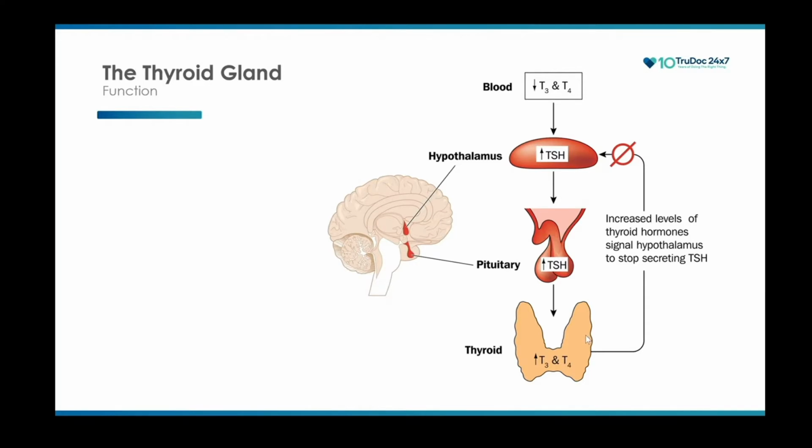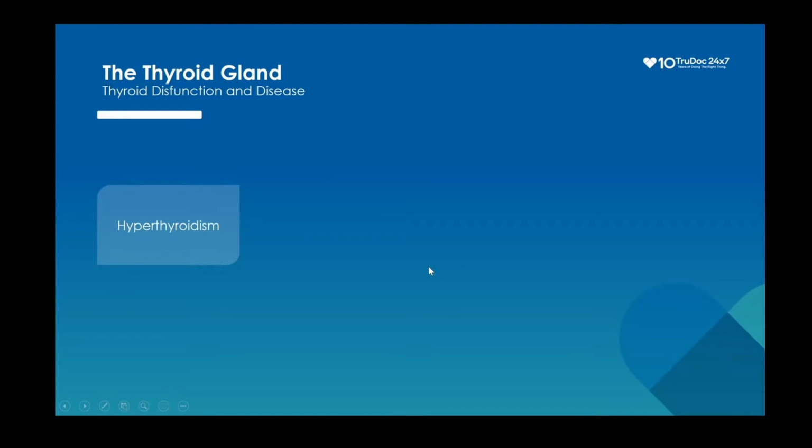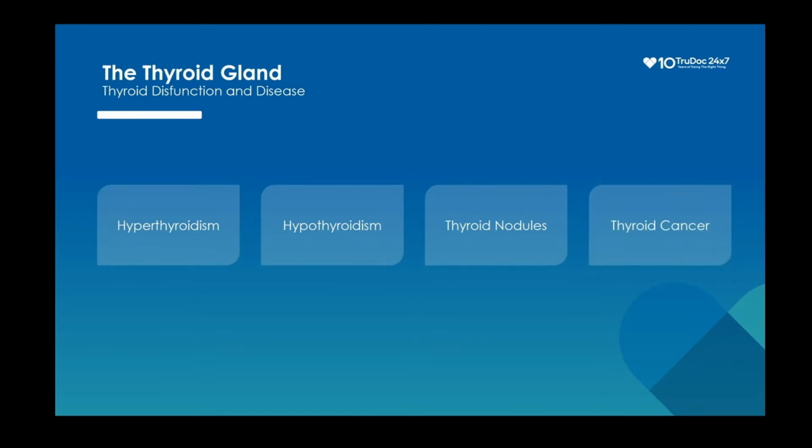So if you look at the thyroid gland, it either produces too much thyroid hormone, which is called hyperthyroidism, or too little, which is hypothyroidism. Then you have thyroid nodules and, God forbid, cancer. As I just mentioned in the last slide, if there is too little production of thyroid hormone, you will have hypothyroidism. Hypothyroidism means less thyroid hormone in the body.